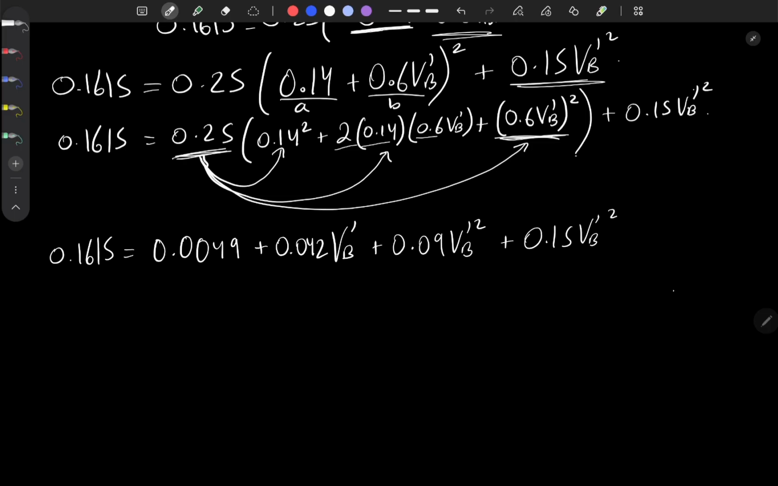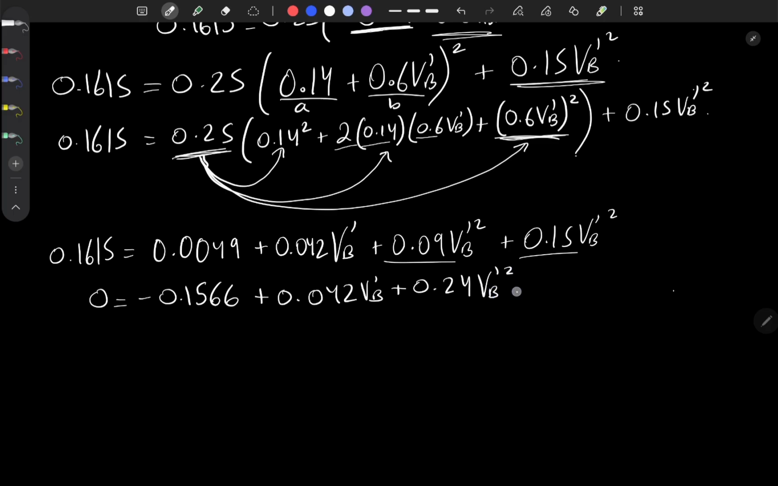Next, we're almost there. We're almost done. We're going to bring this to the other side so that we can add these two together, or in fact, subtract them. So we're going to get 0 equals negative 0.1566 plus, here there's nothing to do, so we're going to keep it as it is, 0.042 v prime b plus this, which is 0.24 v prime b squared. So now we have this very neat and simple quadratic equation.